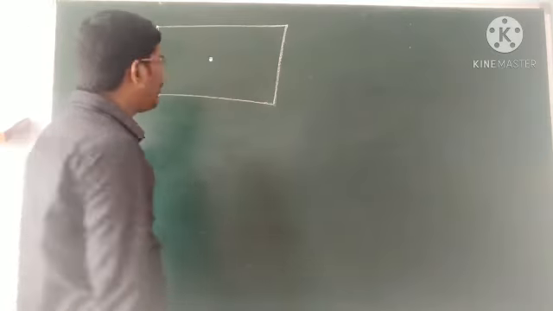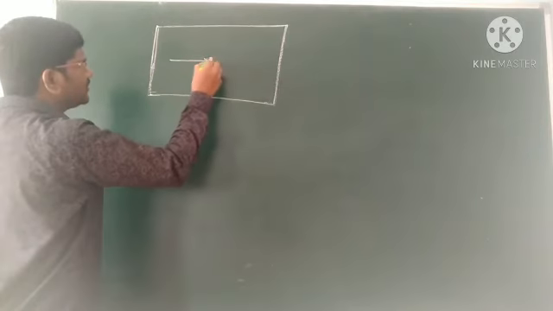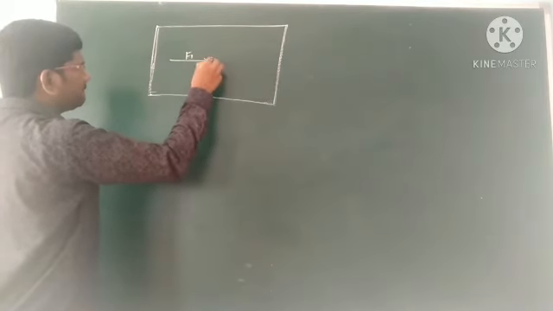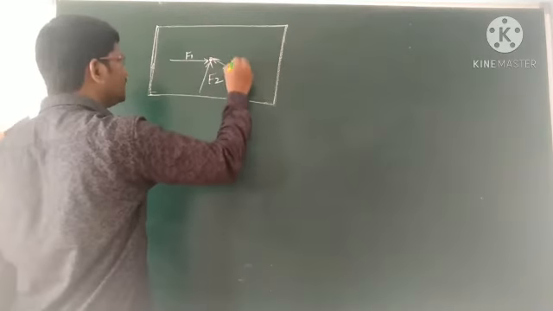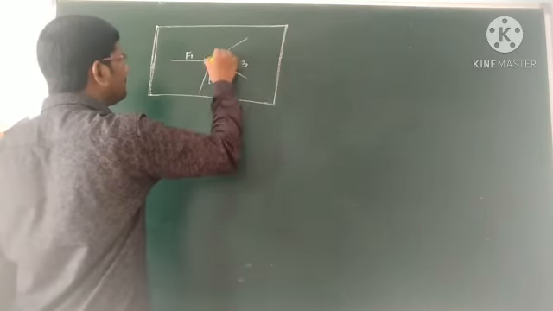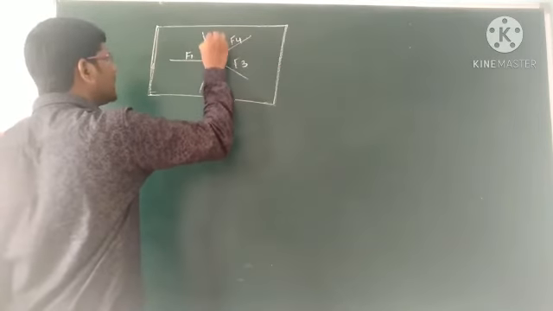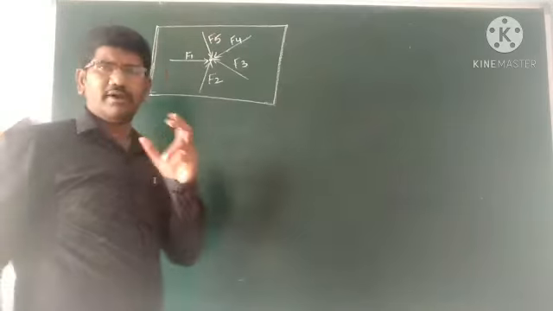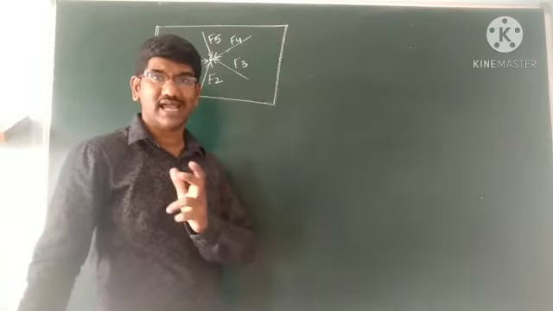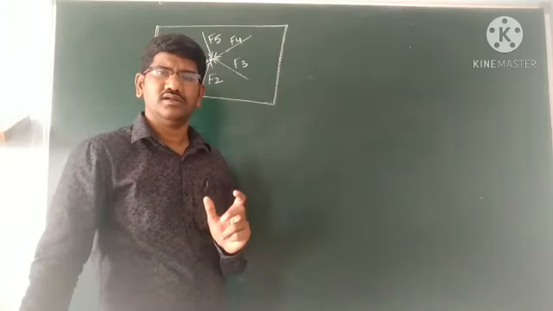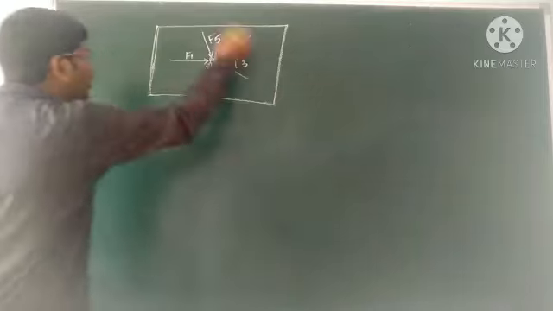Okay, students. Now what happened? You see, some number of forces are acting, like first force F1, second force F2, third force F3, F4, and like so many forces. Some n number of forces are acting and keep the particle in equilibrium, and the particle is at rest. Its acceleration is 0.